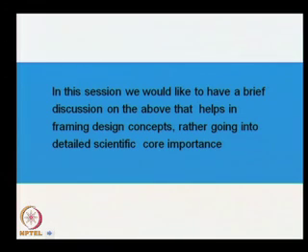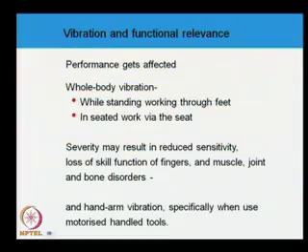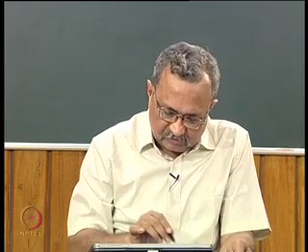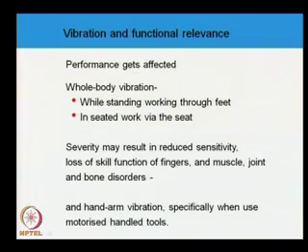In this session, we would like to have a brief discussion on the above, whatever cases we have shown, that helps in framing design concepts, rather than going into detailed scientific core importances, like vibration and functional relevance. Performance gets affected, that we know. If there is vibration, performance reduces.